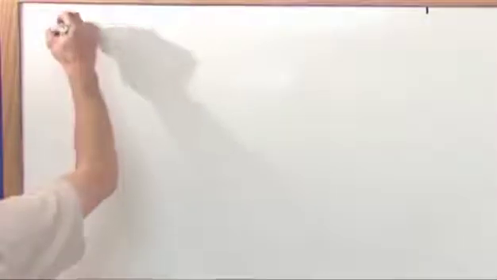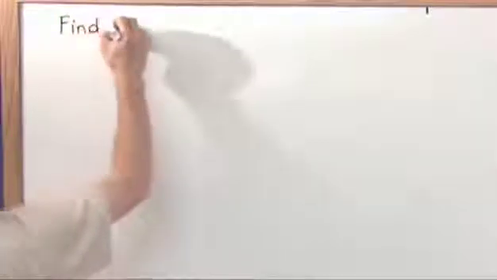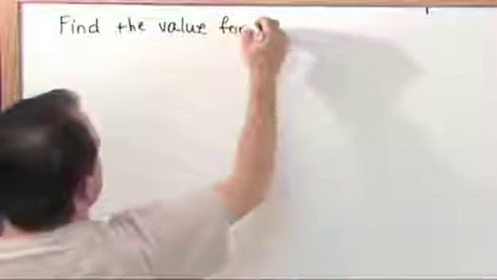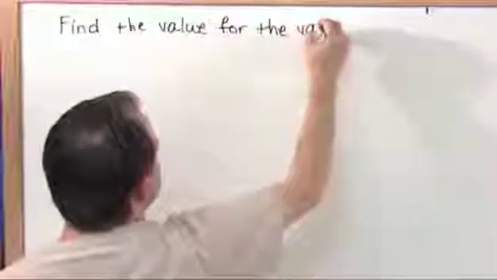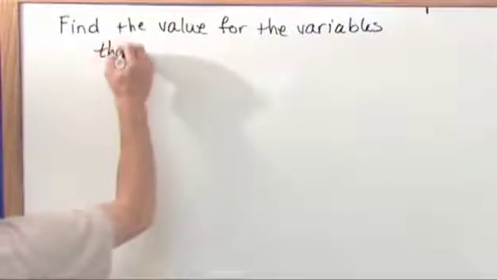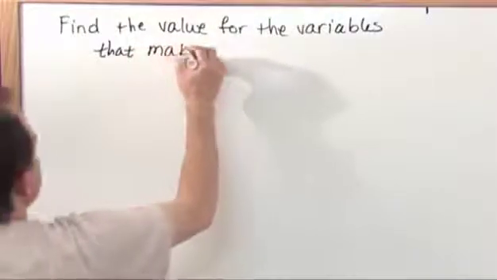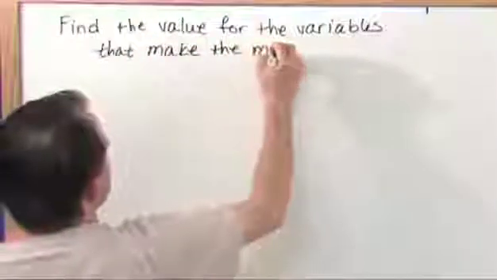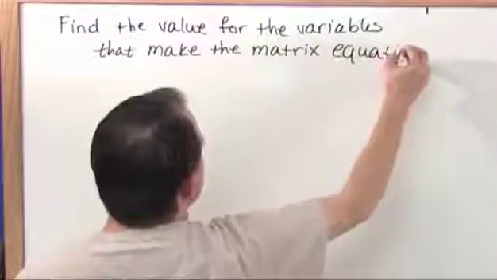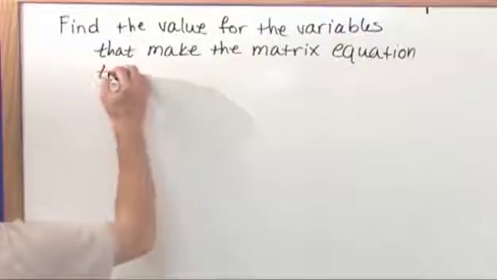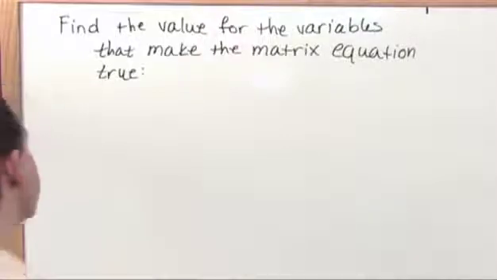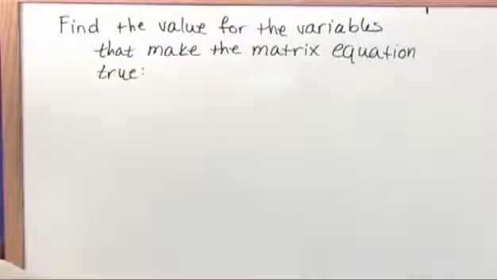Okay, now in this set of problems, what we want to do is find the value for the variables, and you'll see what I mean again in a second, that make the matrix equation true. Okay, so don't be worried about this. It has a lot of fancy words. The variables that make the matrix equation true. It sounds crazy, but let me show you what we're doing, and it's not going to be a big deal at all.